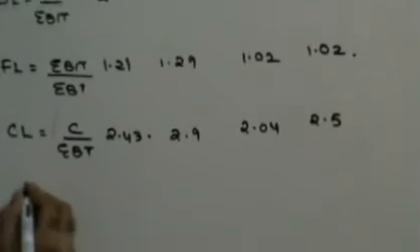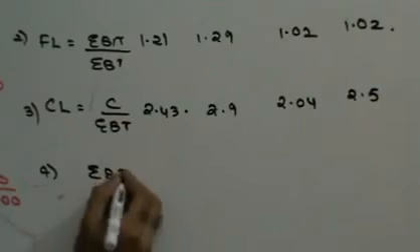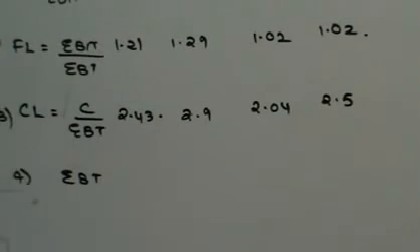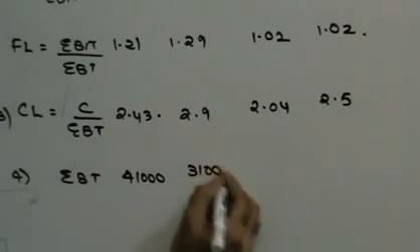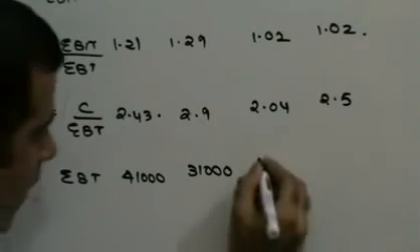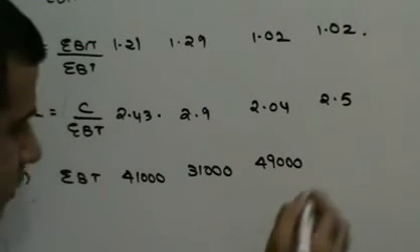In all the cases, this is point number 1, point number 2, point number 3, point number 4. EBT is given to you as 41,000, 31,000, 49,000 and 39,000.